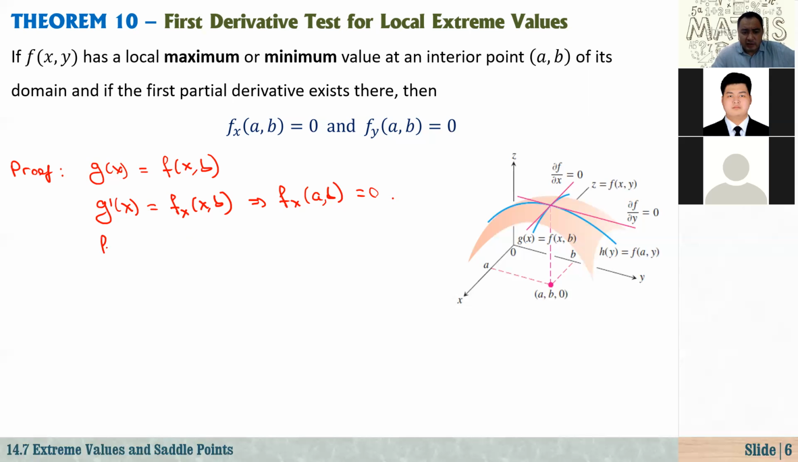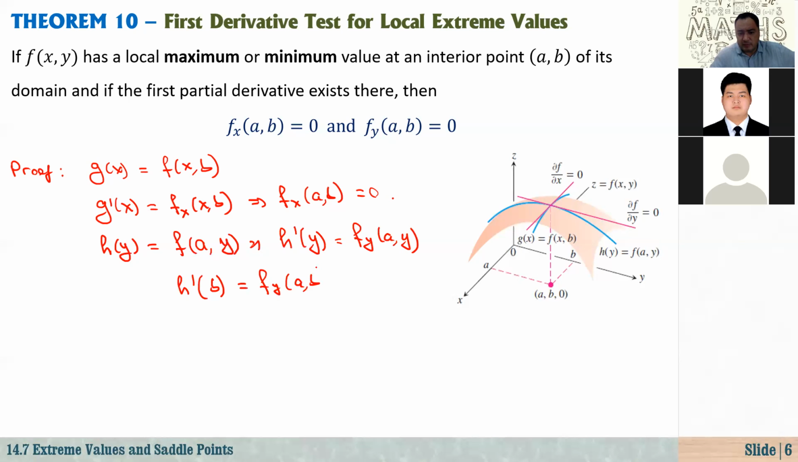In a similar way, h of y is equal to our function f(a, y), now we are differentiating with respect to y. It should be a, and it should be y. Now from here, h prime of y is equal to fy(a, y), and that's also equal to 0 at this given point. That is h prime of b, which equals fy(a, b), and that is equal to 0.